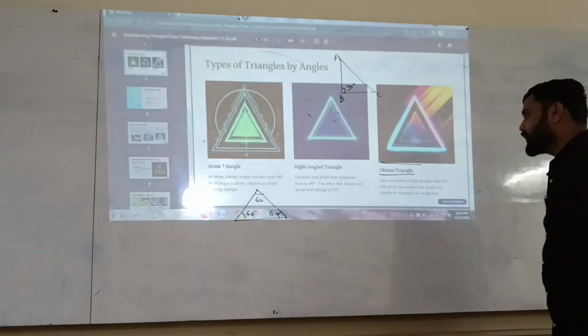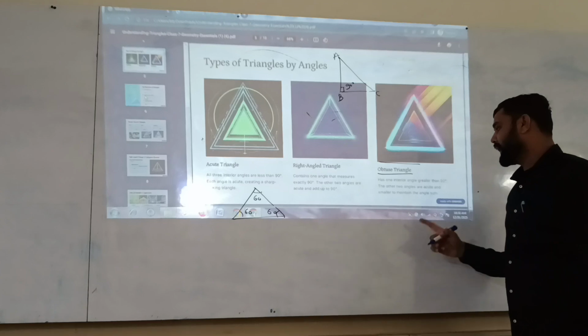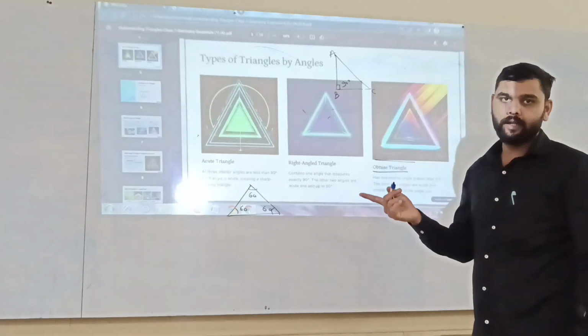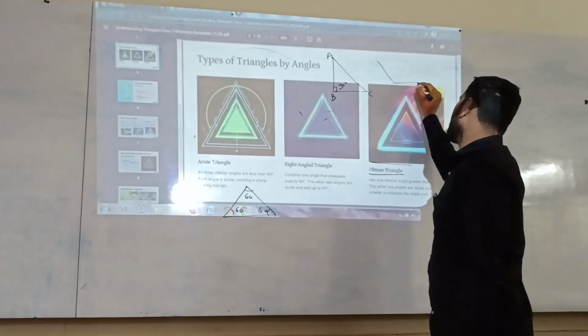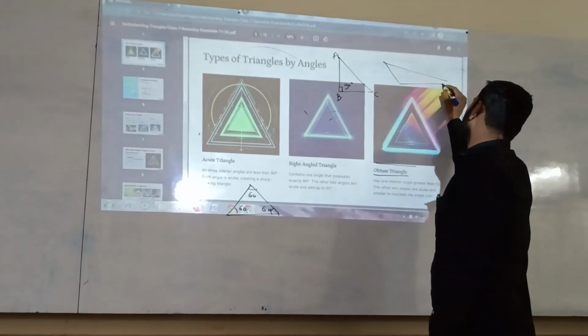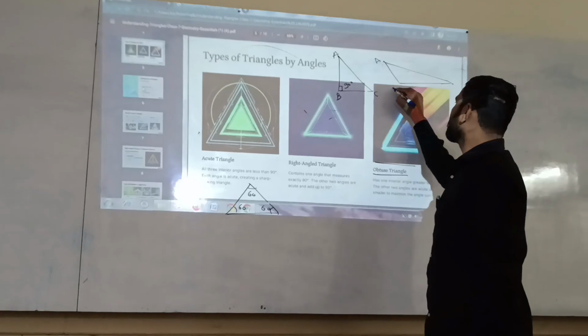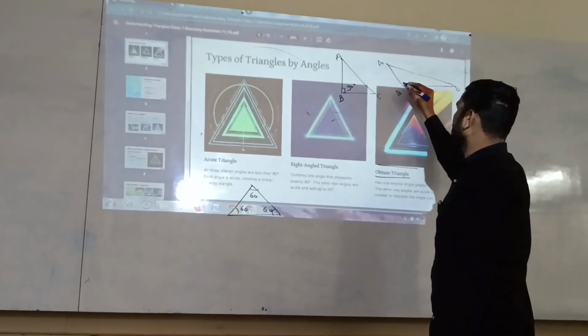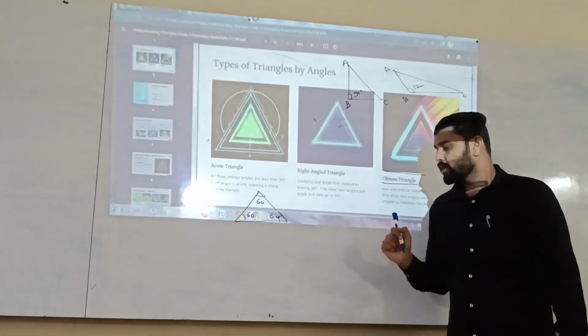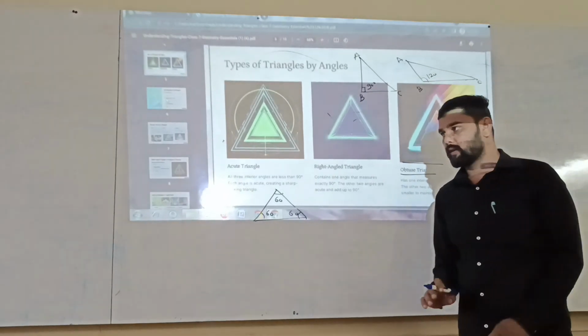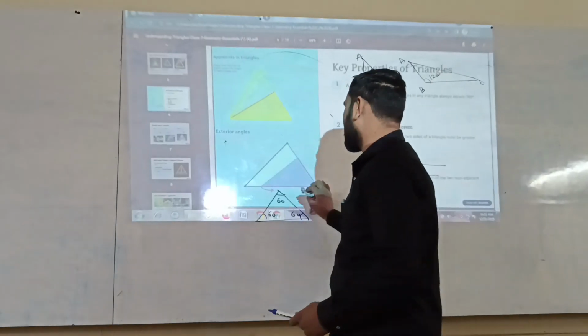Next one is the obtuse triangle. One of the interior angles is greater than 90 degrees. For example, in triangle ABC, the measurement of angle B is 120 degrees, which is greater than 90 degrees. So this triangle is called an obtuse triangle.